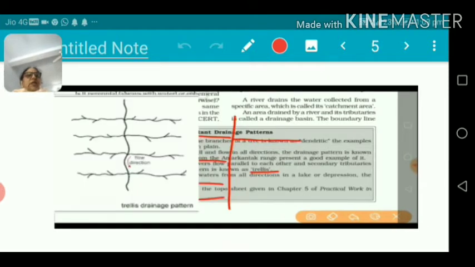Now see this diagram of the third type of river pattern, that is trellis. In the center the river is going on, and its branches spread on both sides of the river, and they intersect at a 90-degree angle to one another. The primary tributaries of the river flow parallel to each other, and secondary tributaries join them at a right angle, 90-degree right angle. That is called trellis type of pattern.